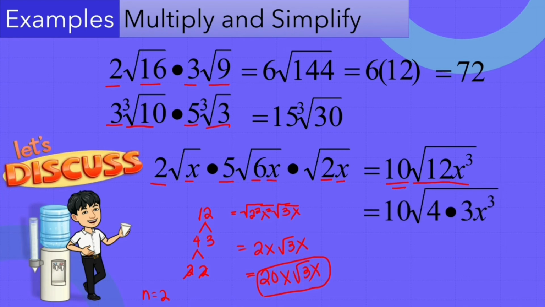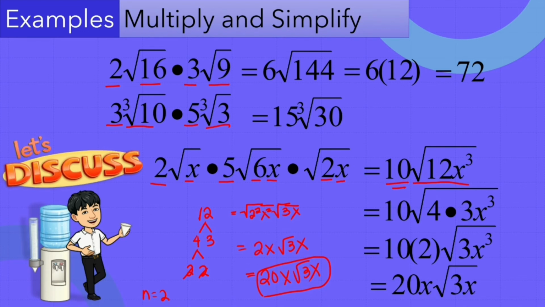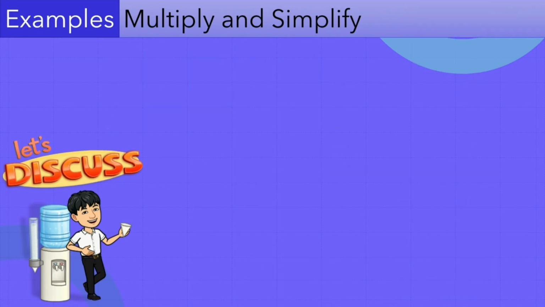So let's try to check. That's now equal to 10 times the square root of 4 times 3x cubed. Then we have 10 times 2 square root of 3x cubed. And our answer is 20x square root of 3x, which is the same as my solution here. Okay, so I hope you get all these rules in multiplying and simplifying radicals.